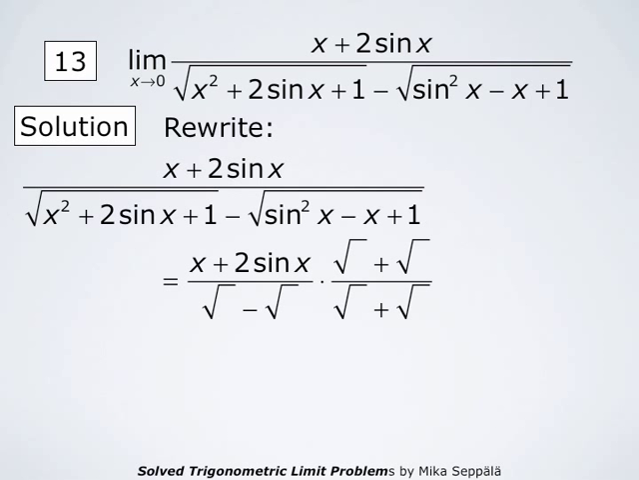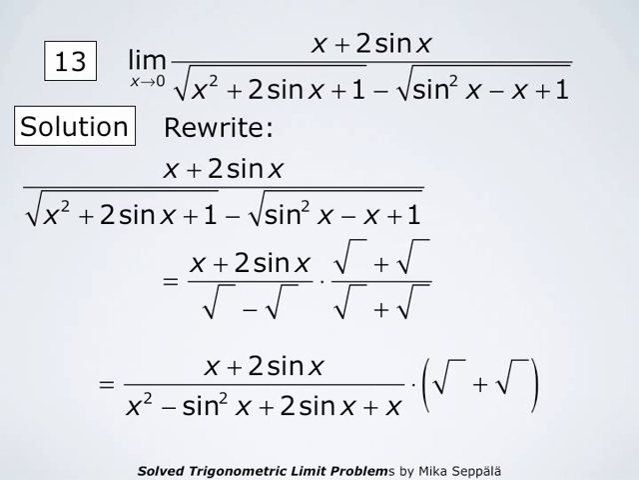Now this expression would be very long if we were to write it completely, but we now use the abbreviation. The first square root appearing in the denominator is square root of x squared plus 2 times sine of x plus 1, and the second square root is square root of sine squared x minus x plus 1. Now in the denominator we have the difference of square roots times the sum of the square roots. This product is simply the first square root squared minus the second square root squared. And when we perform this computation, we get that the original expression is now x plus 2 times sine of x divided by x squared minus sine squared of x plus 2 times sine of x plus x times the sum of the two square roots.